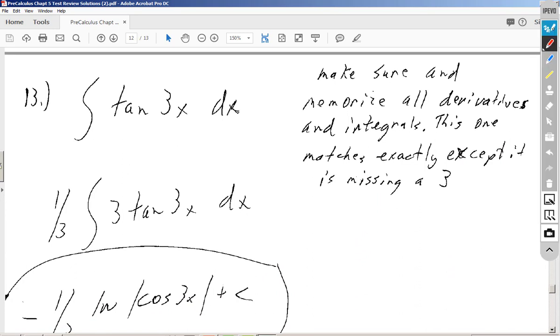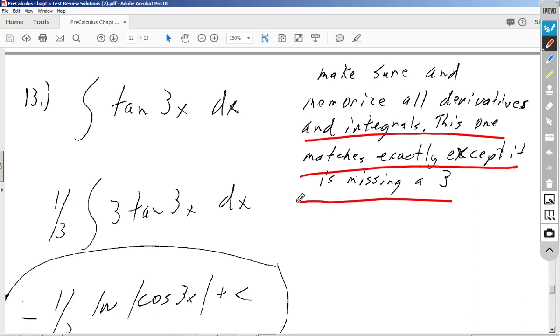Okay, on number 13, I've got the integral of the tangent of 3x. So once again, make sure to memorize all your derivatives and integrals. This one matches exactly, except it is missing a 3. So notice if I just let u equal 3x, that would mean that my du is going to equal 3 dx. So here I'm missing my 3, so I put that next to my tangent to offset it. I put that 1/3 out front.